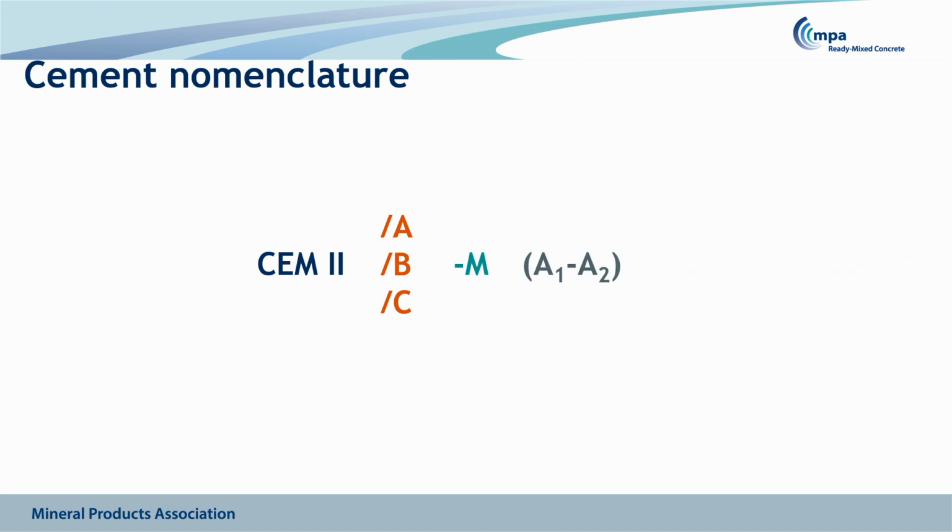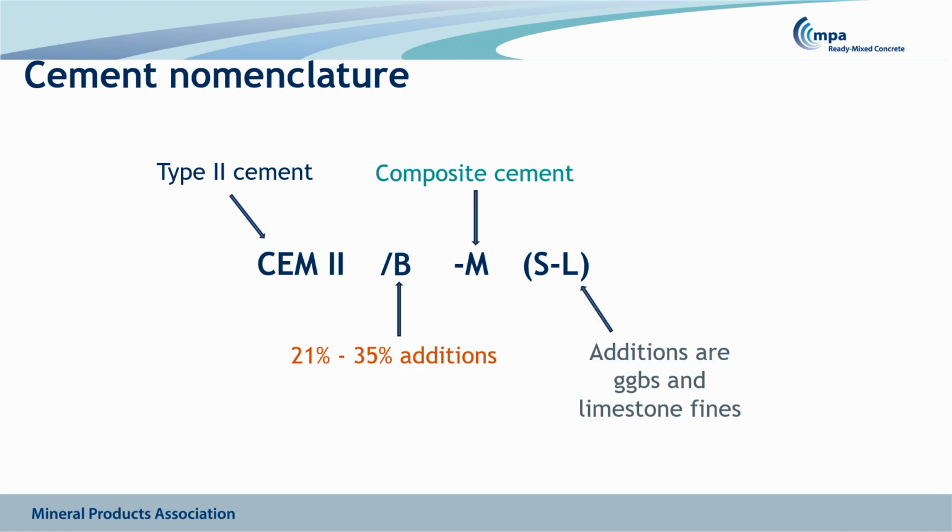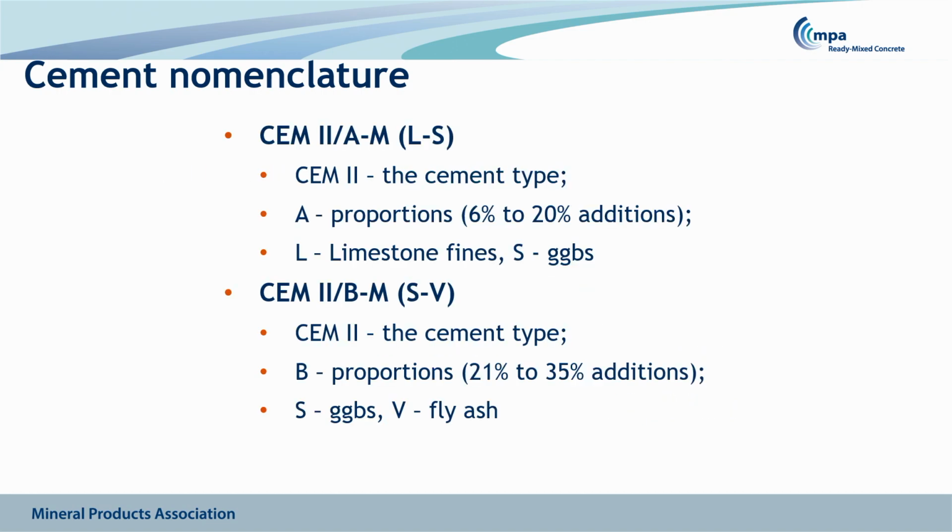And in parenthesis, we will have the two components, the two additions listed, with the one in the greater proportion being A1. So, SEM 2BM SL cements, it's a type 2 cement. We can see from the B that it contains between 21 and 35% additions. It's multi-component composite cement, and the additions are GGBS and limestone fines, with GGBS being in the greater proportion.